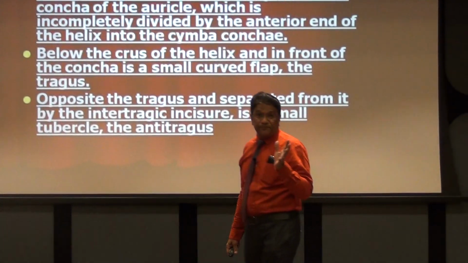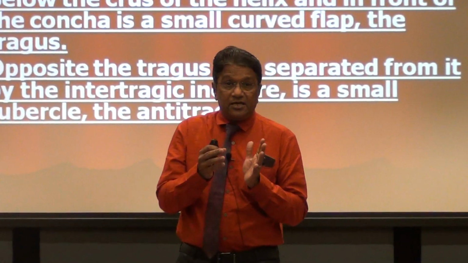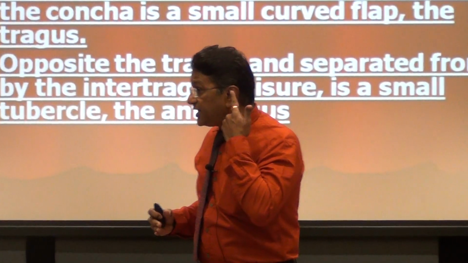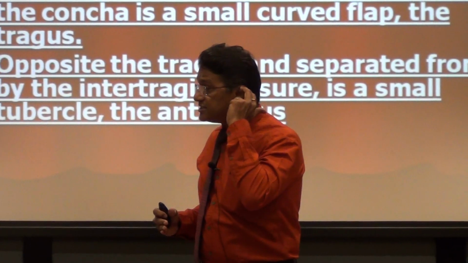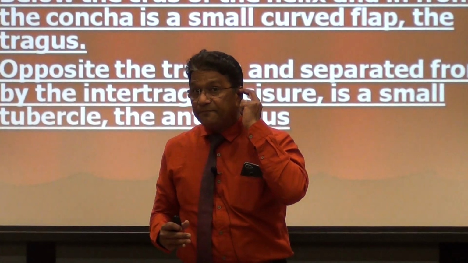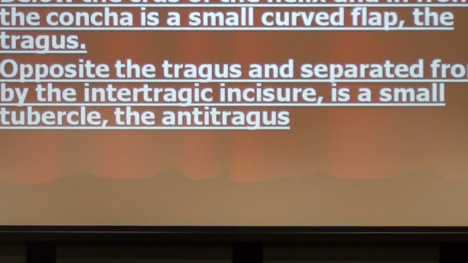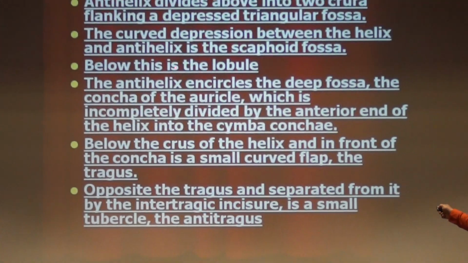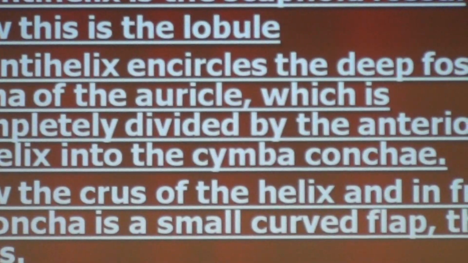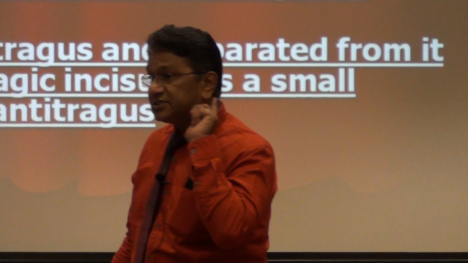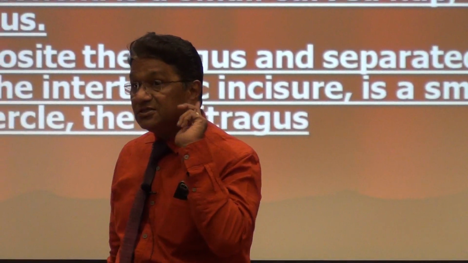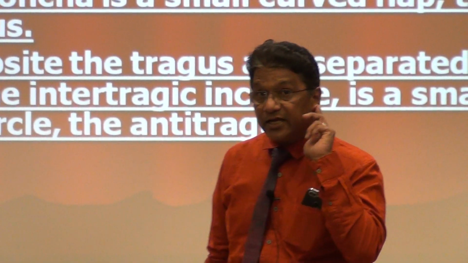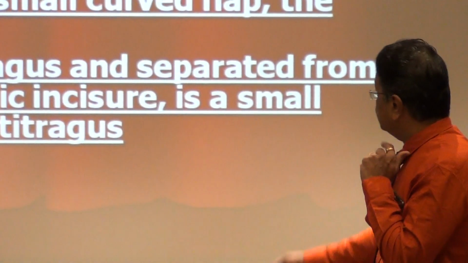This is the depression which is marked by these two elevations, helix and antihelix. So this is the helix, this is the antihelix. In between these two, there is a depression. This depression is known as the scaphoid fossa. Below this is the lobule, the lower part. If you see this part, which is very soft and flexible, this part is known as the lobule.